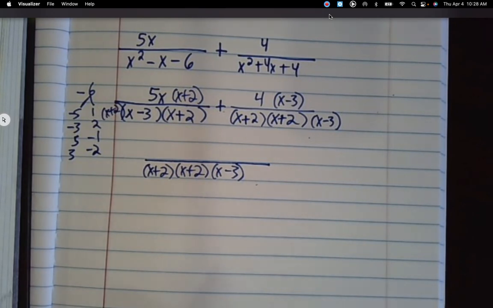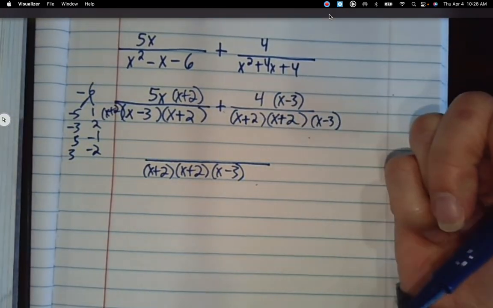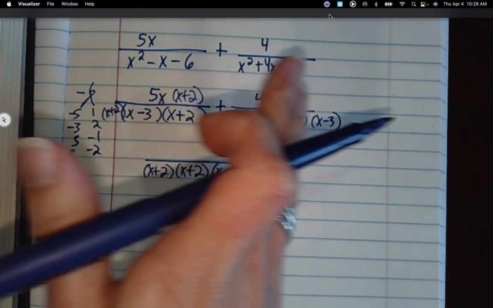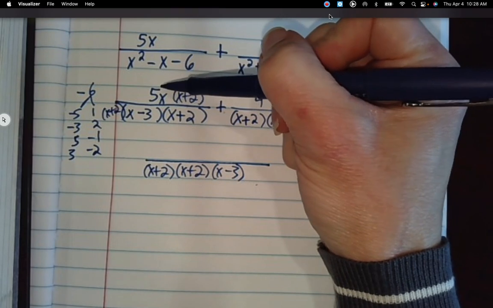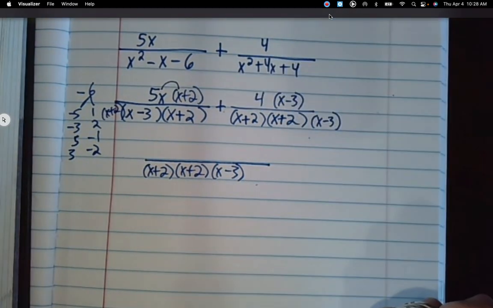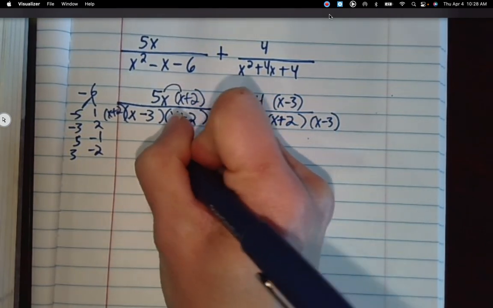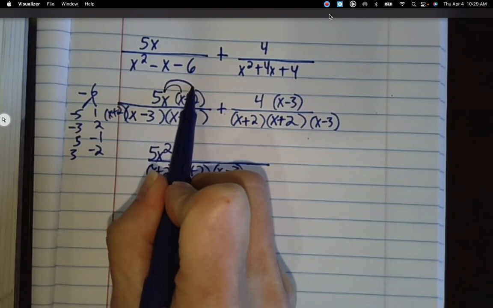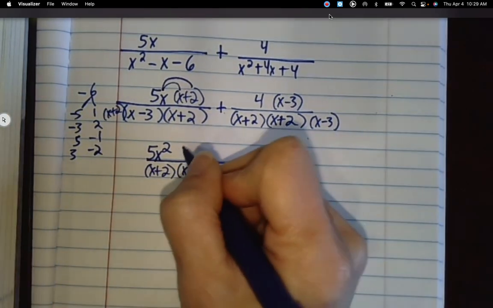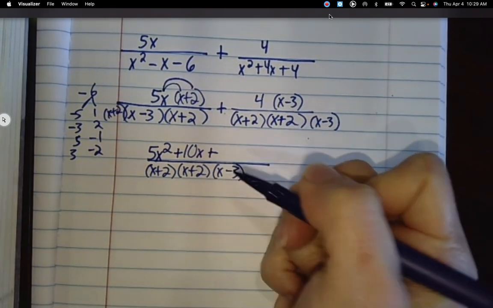So, okay, now we're going to distribute just like before. I just have two things on the left side and the right side. So, what is 5x times x? Yep, that's right. 5x squared. And then what is 5x times 2? 10x, so I'm going to write that. And we're adding over here. I'm just going to put a plus sign.